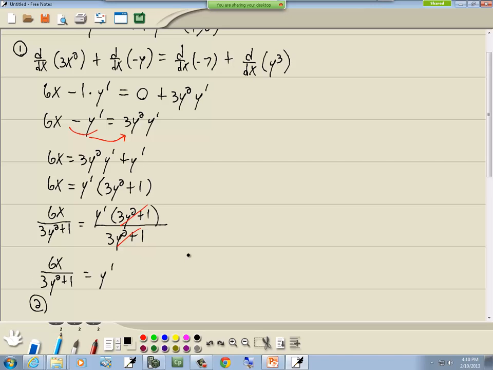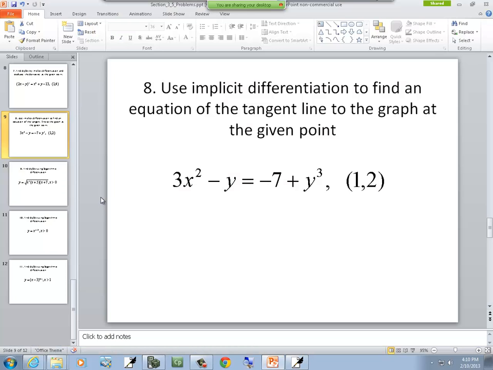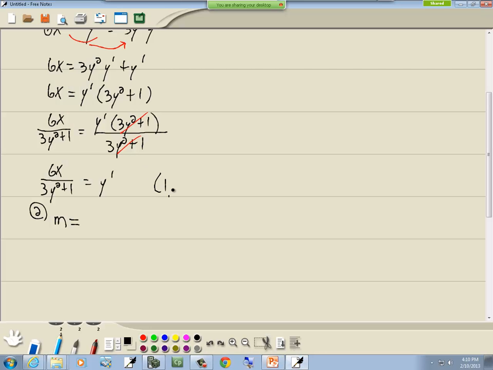Step 2. Change our y prime to m, our notation. And we're going to plug in our point. Our point was 1, 2, so plug 1 in for x and 2 in for y. So we're going to have 6 times 1 over 3 times 2 squared plus 1, which gives us 6 over 2 squared is 4 times 3 is 12 plus 1 is 13.